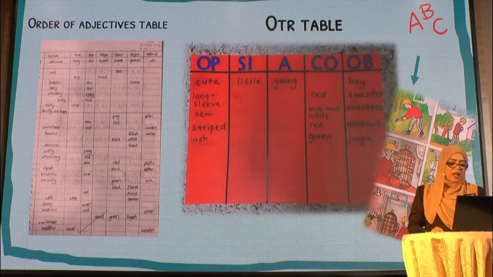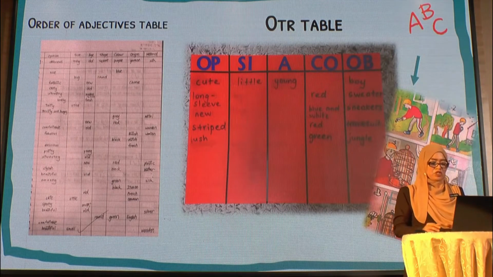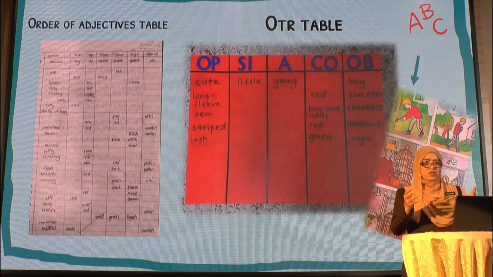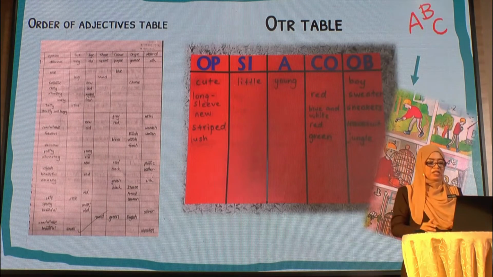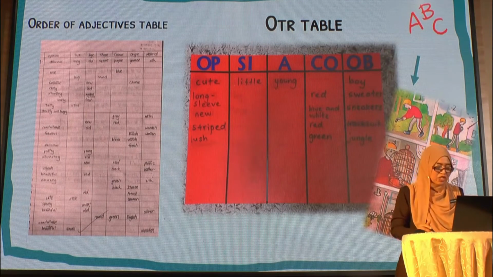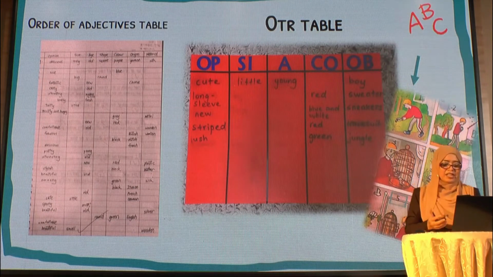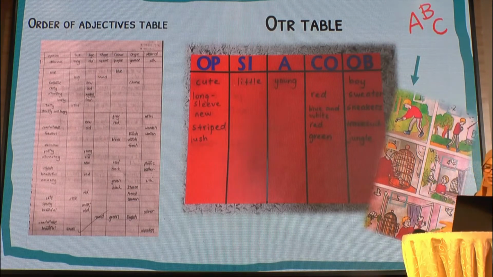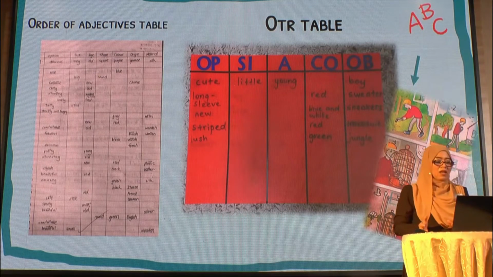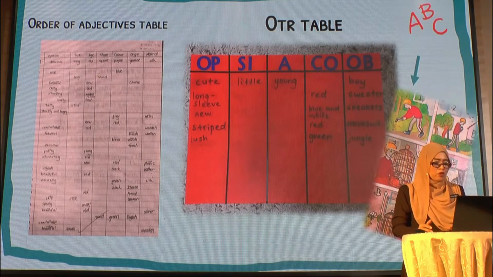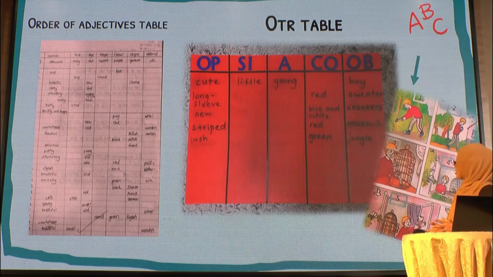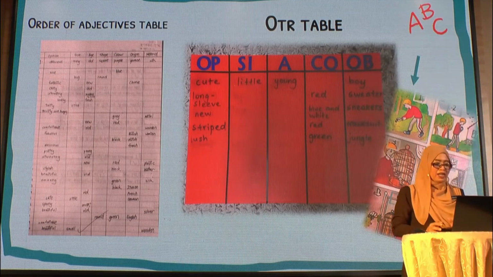After I observed that my students did not do the activities in groups, and the activities were not engaging and the lesson was not interesting, I decided to come up with this table on the right, which is the OTR table that I mentioned earlier, where you have opinion, size, age, color, and object.